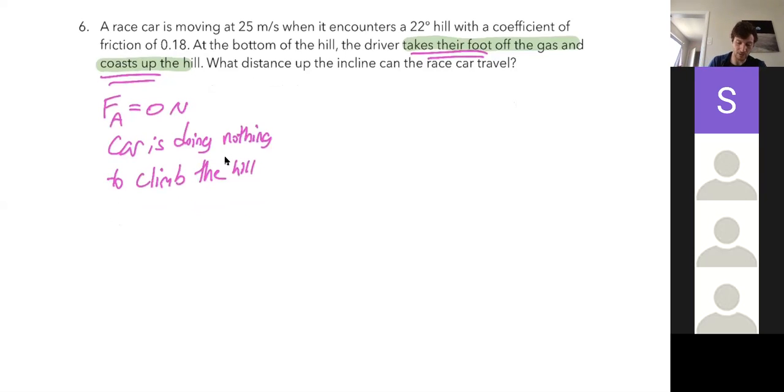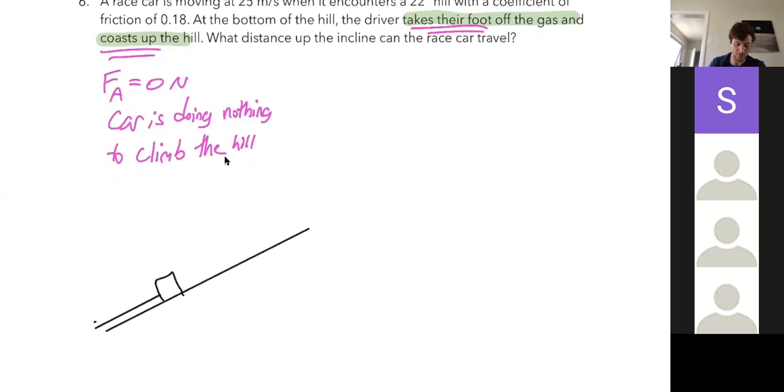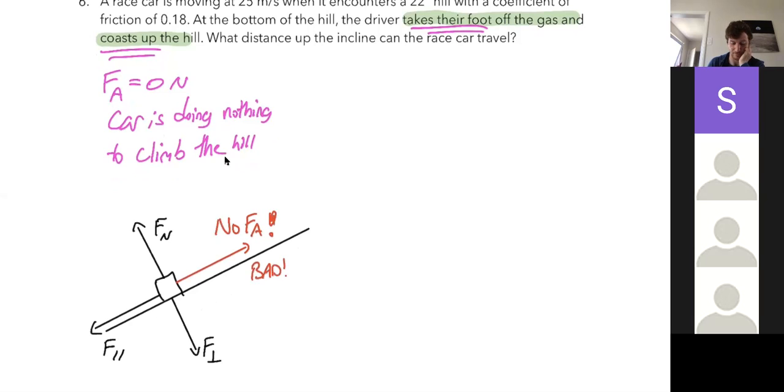So what this picture looks like, we get our incline and we get our race car, okay? We have our 2 forces that are always there, F parallel going down the ramp, F perpendicular going into the ramp, and our normal force going up. That's always the same, okay? Now, what we don't have is this, okay? There is no FA. This is bad. Don't do this, right? There's no FA up there, because this car is not doing anything. This car says very clearly their foot is off the gas and they are coasting up the hill, okay?